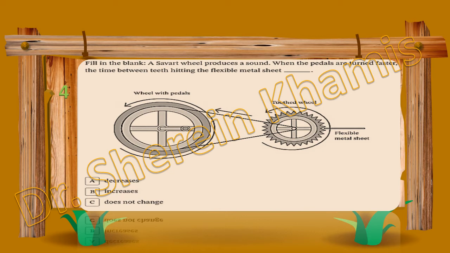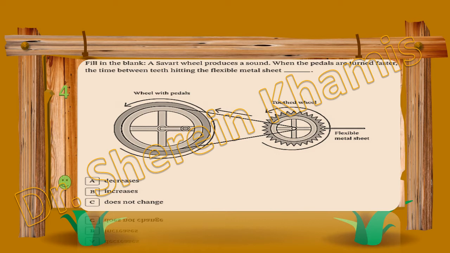The Savart wheel produces sound, and the pedals turn faster. So the time between hitting the flexible metal sheet, for each wheel, will change. The first wheel increases in motion, and this increase in motion is transferred on, so the time between transferring the motion will decrease.